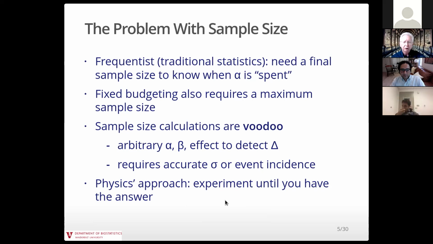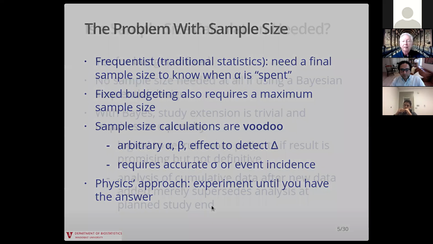Now contrast that with the way physicists approach research. They say we're going to experiment until we have an answer. And that to me is science. There's nothing unscientific about what physicists do. They usually don't have sample size calculations. And physics doesn't suffer from that.